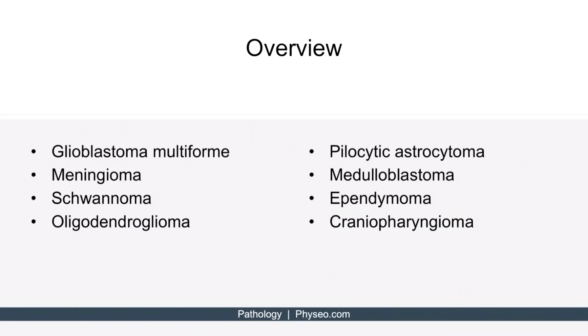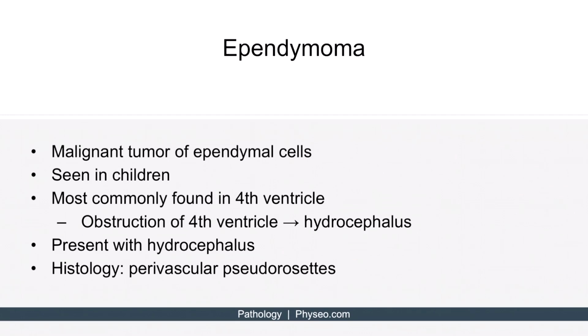Okay, the next topic we'll discuss is ependymoma. This is a malignant tumor of ependymal cells, commonly seen in children. The tumor is most commonly found in the fourth ventricle, and when obstructed, it can cause hydrocephalus. Recall from physiology that hydrocephalus refers to a buildup of cerebrospinal fluid within the brain. On biopsy, perivascular pseudorosettes can be observed.